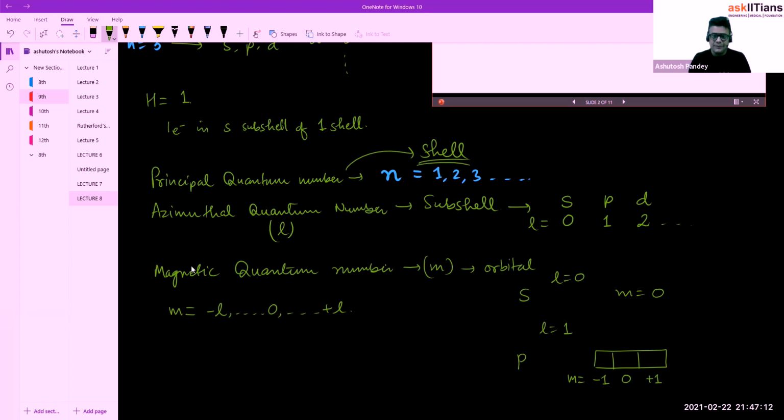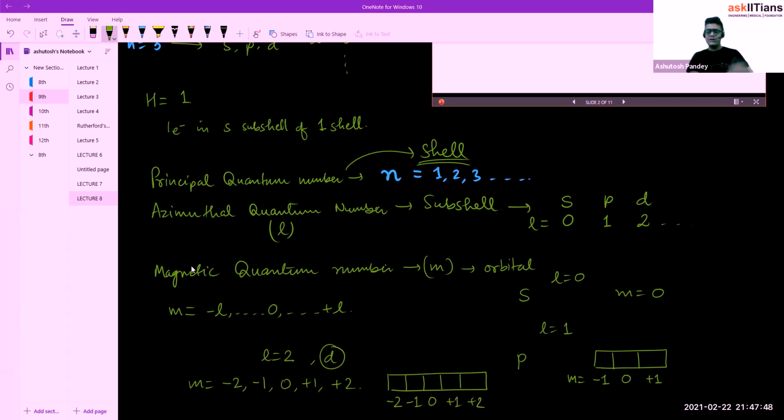Similarly, if the electron is present in d subshell, then l will have a value of 2 and m will have possible values of -2, -1, 0, +1, and +2. The d subshell will have 5 orbitals, 1, 2, 3, 4, and 5. So -2 is associated with this d orbital, -1 with this, 0, then +1, and then +2, like this. So this is how we are going to represent the quantum numbers and the electrons present in the atom.